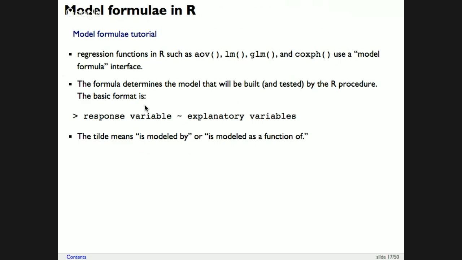The basic format of it is, on the left side, your response variable, and then this tilde, which I've found is very difficult to locate on Italian keyboards. You might have to copy and paste it from somewhere. And on the right-hand side are the explanatory variables. You can read this as the response variable is modeled by the explanatory variables, or is modeled as a function of the explanatory variables.